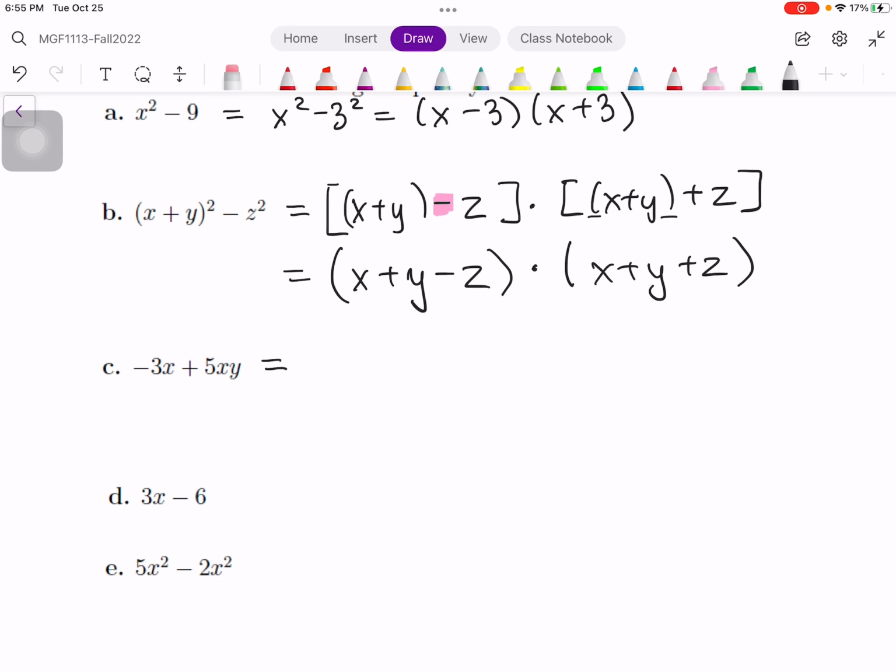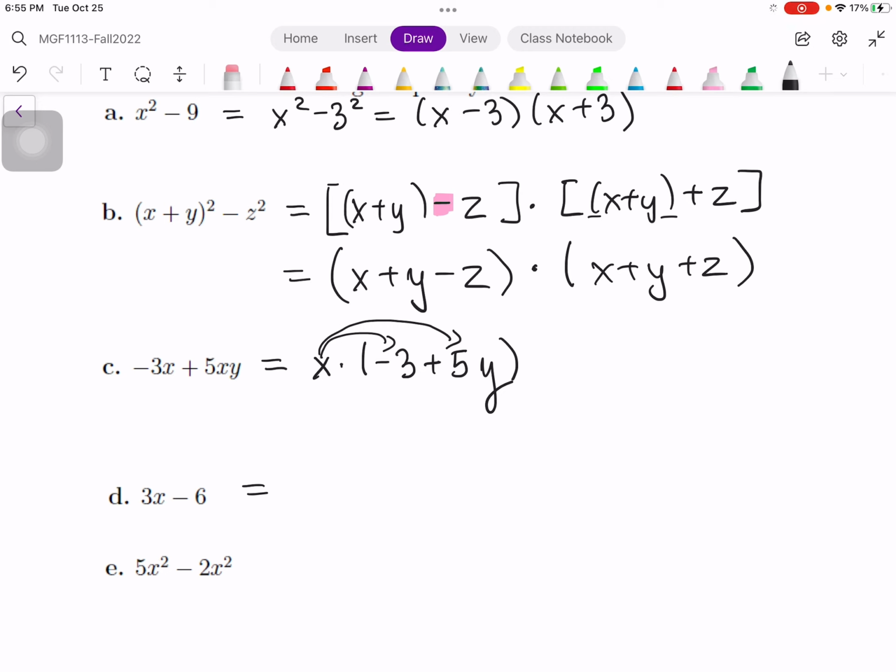Okay, what about here? Well, that's not a difference of squares, but what can I factor out? x. Because I know that it's kind of like reversing the distributive property, right? If I take out x, I can always check back: if you were to distribute multiplication by x, will it be the same as the original expression? Yes, right? You would end up with minus 3x and plus 5xy.